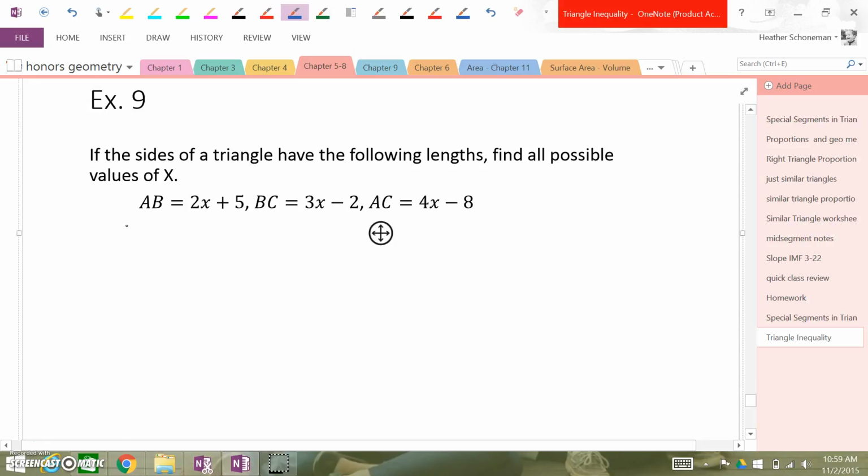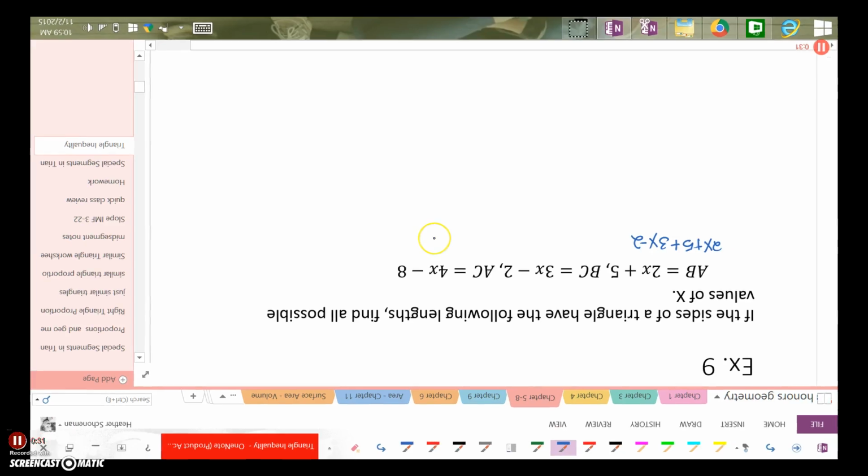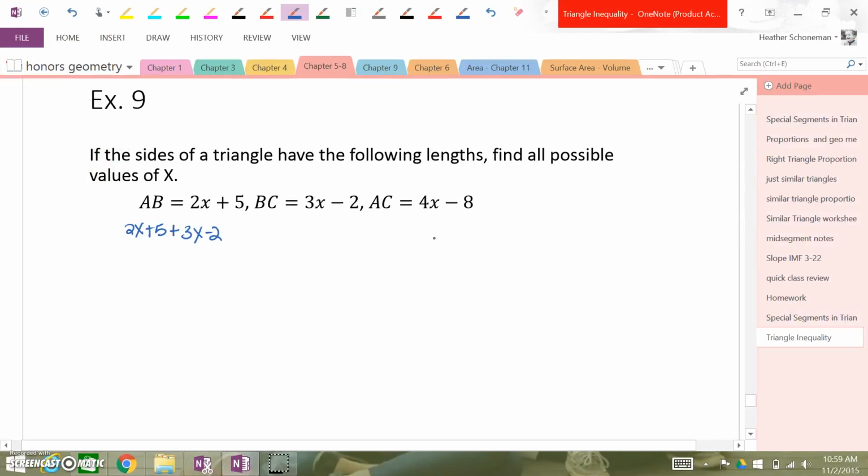So I'm going to start with the first 2. So I'm going to say 2x plus 5 plus 3x minus 2 has to be greater than 4x minus 8. So when I do that, that gives me 5x plus 3 is greater than 4x minus 8. Subtract x, subtract 3, and get x is greater than negative 11.